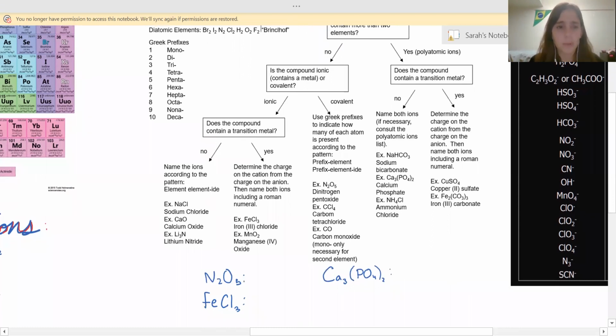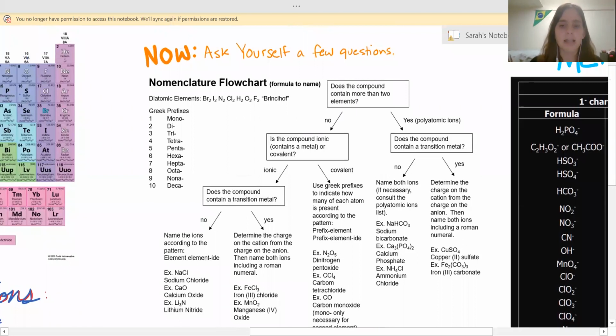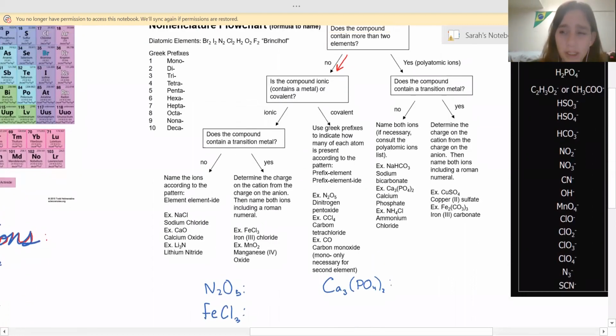Let's start off with a pretty easy one. N2O5. So we have 2 nitrogens and 5 oxygens. All we really have to do with this is ask ourselves a few questions. First question: does the compound contain more than 2 elements? N2O5 only contains 2. So that's a no. Let's go to no. Next question: is the compound ionic, does it contain a metal, or covalent? N2O5 is covalent. It does not contain a metal. So we'll go this way.